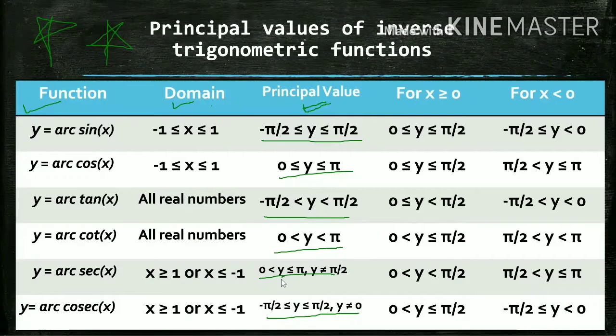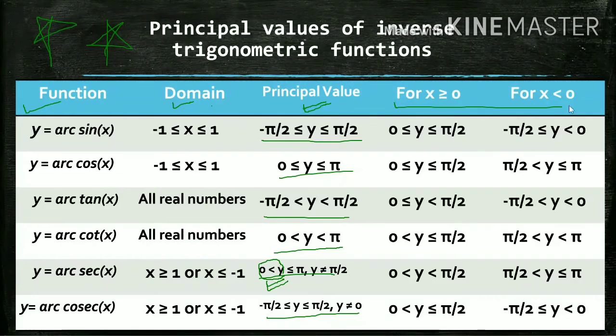Just an important difference in the sec. Earlier, when we defined the restricted range for the sec function, we used to include 0, but in the principal value we do not include 0. So from now onwards you will also not include 0 in the principal value.